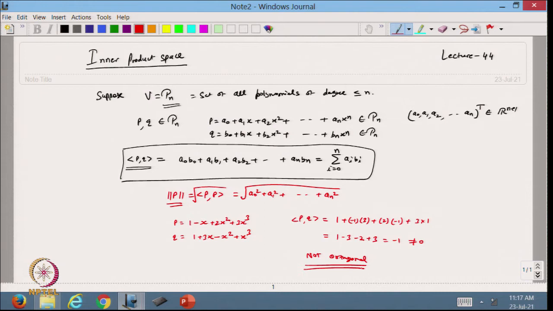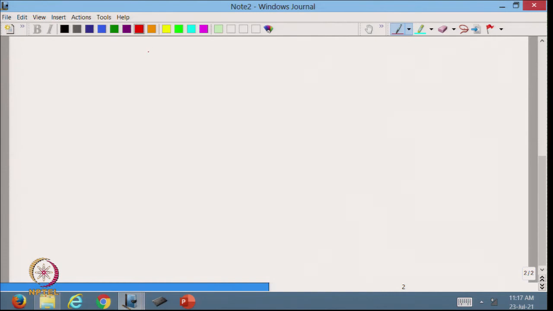But now suppose I take the standard basis. Let us take the polynomial p as 1 and q as x square. Then I know that if I take the inner product of these two, this will be 1 times the coefficient of x square, which is 0, and the coefficient of x is 0 here. So, that is equal to 0.